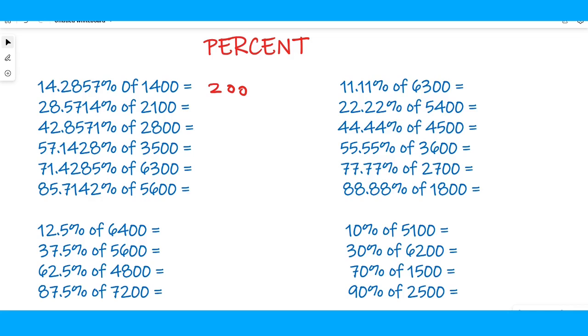28.5714% is in fraction 2 upon 7. So 2 upon 7 of 2100. 1 upon 7 of 2100 is 300. Hence 2 upon 7 is 600. So we write 600 as 28.5714% of 2100.